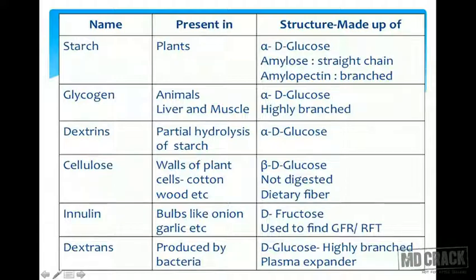It is present in bulbs like onion, garlic, and it is made up exclusively of D-fructose. It is used to find the glomerular filtration rate and also as a part of the renal function test.